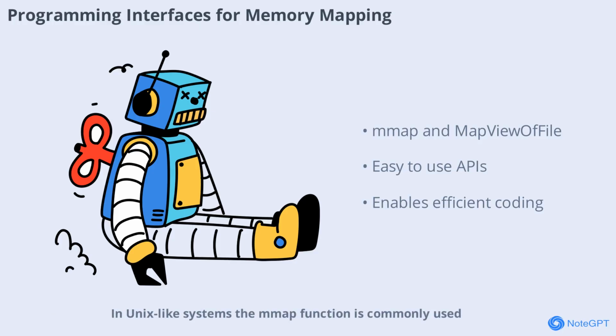In Unix-like systems, the mmap function is commonly used, while Windows offers the MapViewOfFile API. These interfaces allow developers to map files or devices into memory with just a few lines of code. Understanding these APIs is essential for building efficient, high-performance applications that leverage memory mapping.